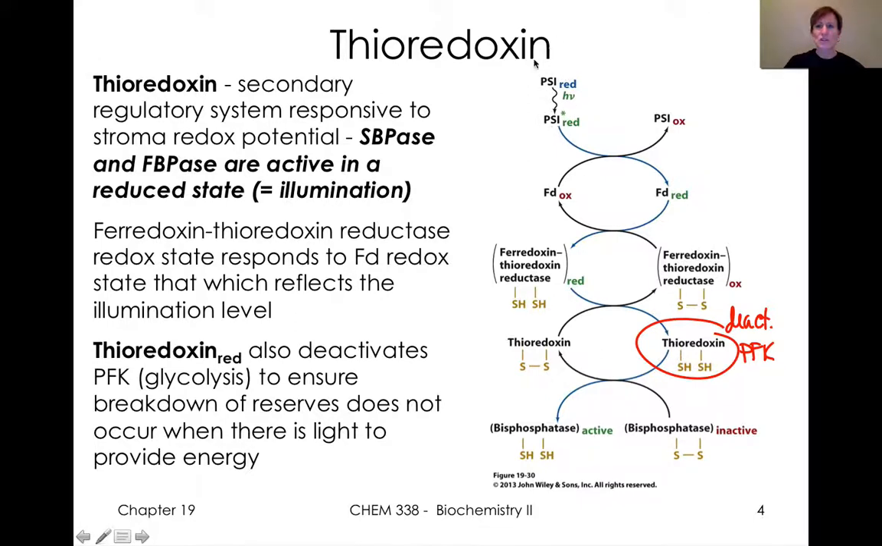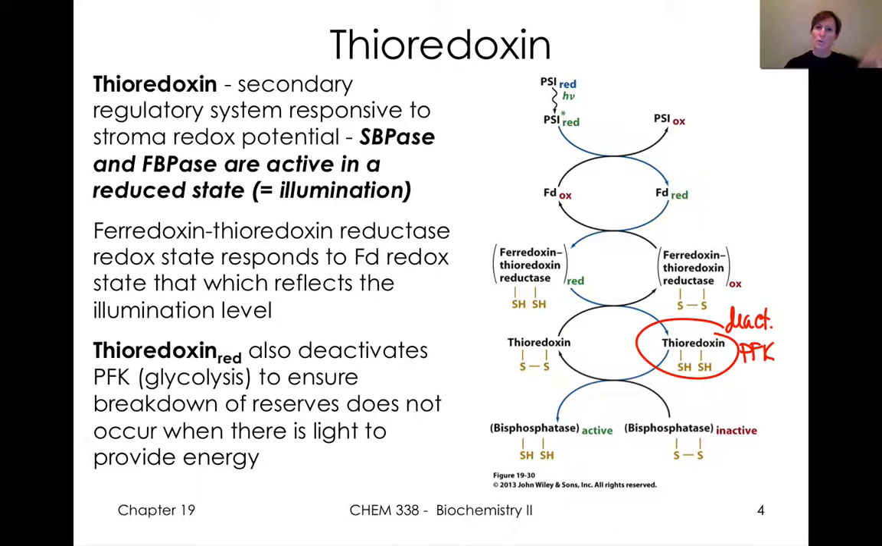For example, if there's a lot of photons coming in and activating electron transport, when photosystem 1 passes its electrons along to ferredoxin, that ferredoxin, in addition to having those electrons go to FNR or back to Q to participate again in the Q cycle, can also reduce this ferredoxin thioredoxin reductase enzyme. That will then reduce thioredoxin, and when thioredoxin is in a reduced state, it will reduce and activate this bisphosphatase.